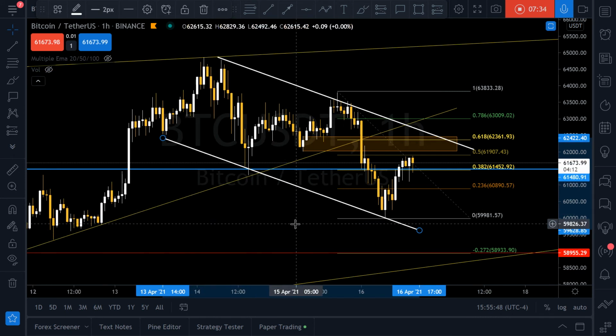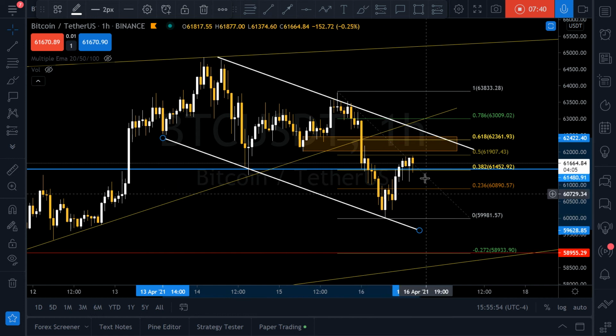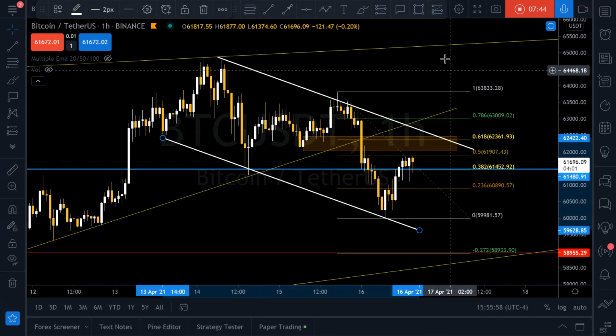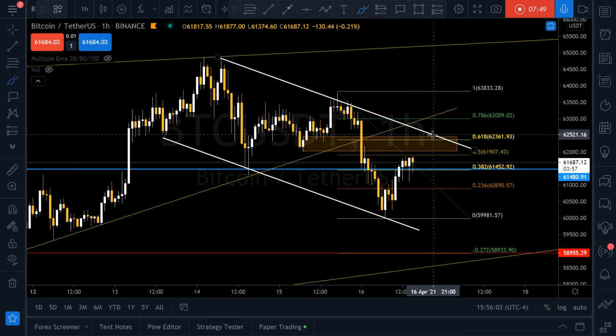Now, what do I want to see with a descending channel? Well, after three touches, I want to see price break out. With this descending channel, we're looking for price to break out to the upside. Correct? All right, so I'll be looking up here.